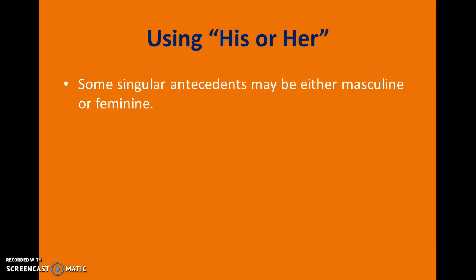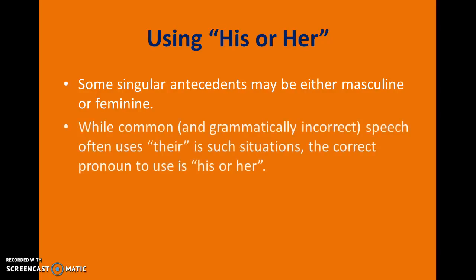And first, I want to talk about using his or her correctly. So there are going to be some singular antecedents that could be either masculine or feminine. It's going to be unclear. And while this is very, very common in speech and also incredibly grammatically incorrect, a lot of people will treat these situations by using their when the correct pronoun to use is actually his or her. And the reason for this is that their is a plural word.